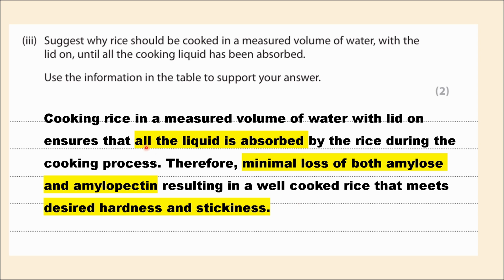So cooking rice in a measured volume of water with the lid on ensures that all the liquid is absorbed by the rice during the cooking process. Therefore, there is minimal loss of both amylose and amylopectin, resulting in well-cooked rice that meets the desired hardness and stickiness. I have highlighted the main points. You can understand it very well.